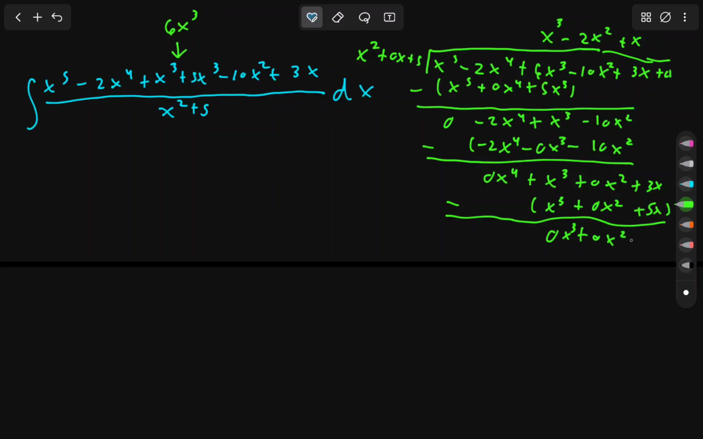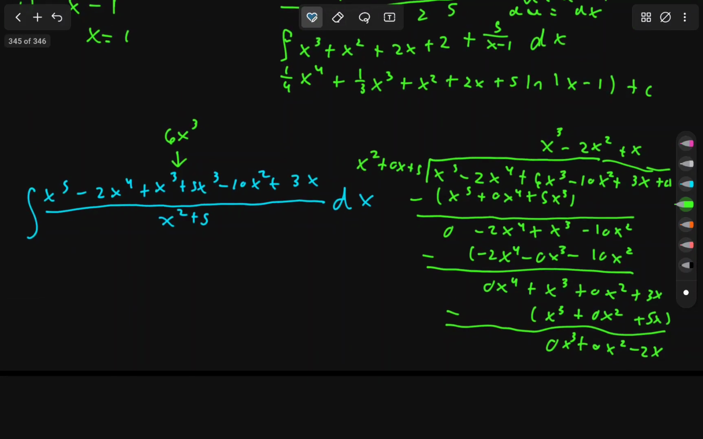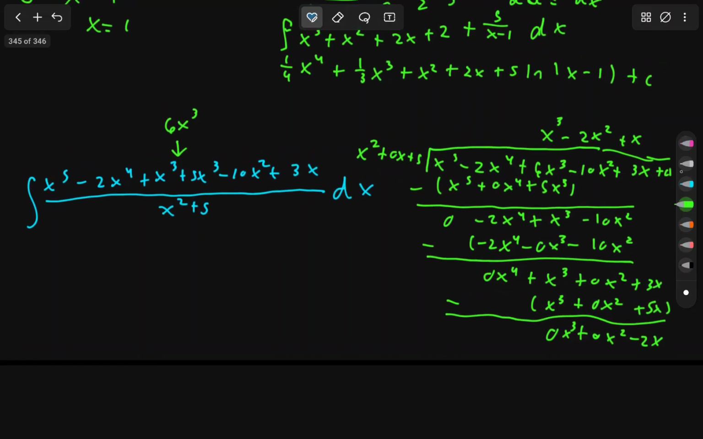And then we're subtracting, so we get negative 2x. Now we can finally drop down this last number there, which I think is a 9. So we'll say plus 9. Oh, wait, no. It's 0. Sorry, it's plus 0. There we go.